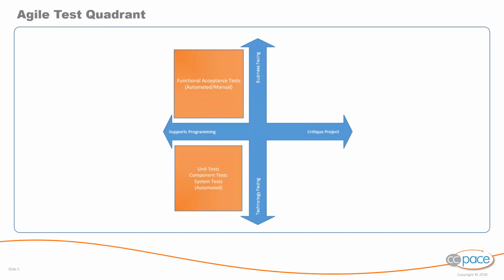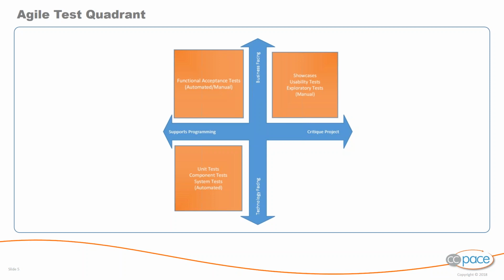The tests in this quadrant could be a combination of both automated as well as manual tests, and are usually a collaborative effort between the different members of the team, both in coming up with these test cases as well as in implementing them.